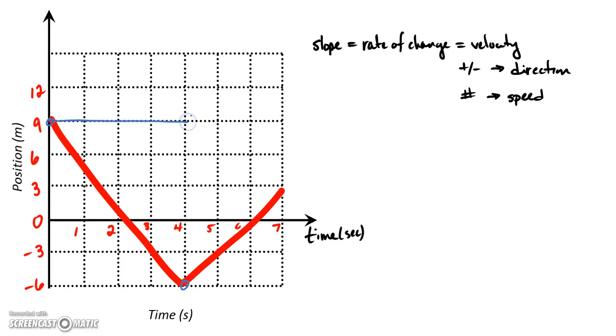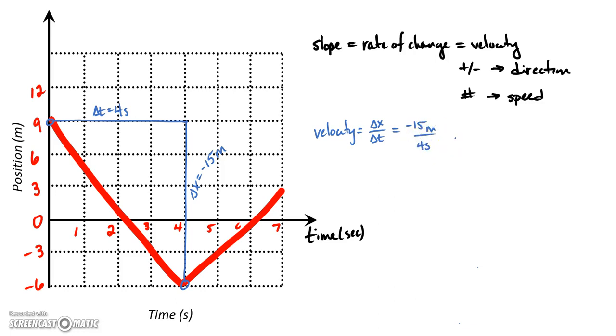And so I always make a nice little triangle. And so here I can find my change in time is 4 seconds. And if I look, my change in position is I went from 9 to -6. So that's a -15 meters. So if I want to do velocity, that is change in position over change in time. So for this first segment, that is a -15 meters in 4 seconds.